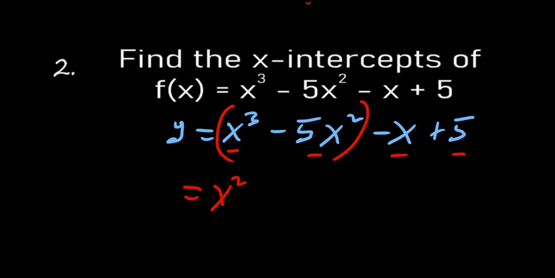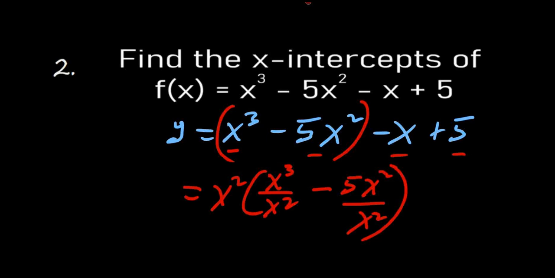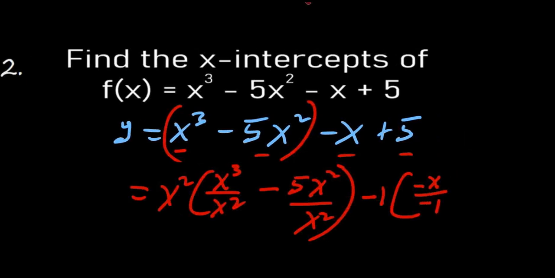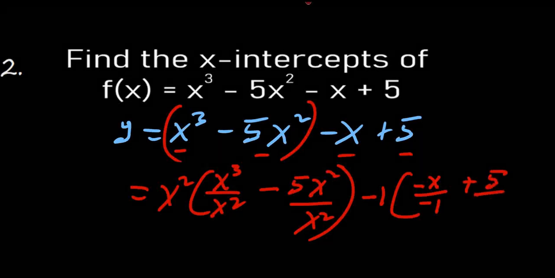So now divide each of them by the GCF. So just open the parentheses. This will be x cubed over x squared minus 5x squared over x squared. And also you can simply find the GCF of negative x and plus 5, and that of course would be negative 1. So we have negative 1, and also we need to divide each of the terms by negative 1. So negative x divided by negative 1 plus 5 divided by negative 1, and then close parenthesis.